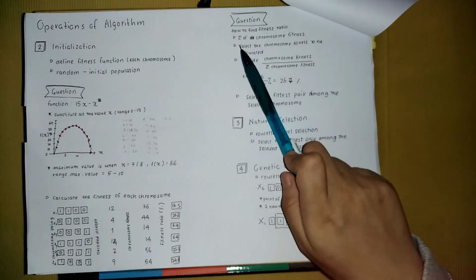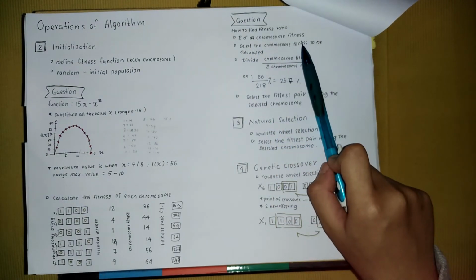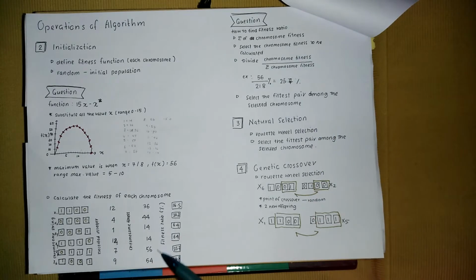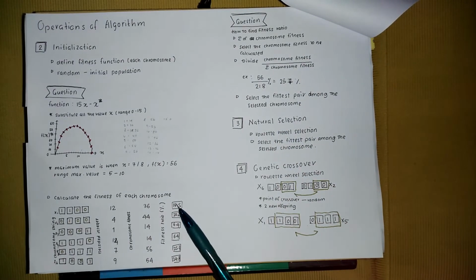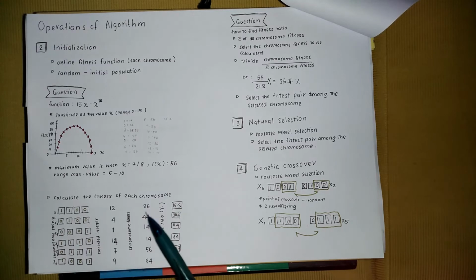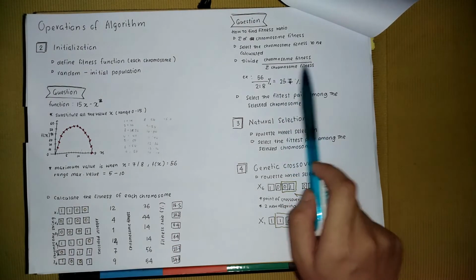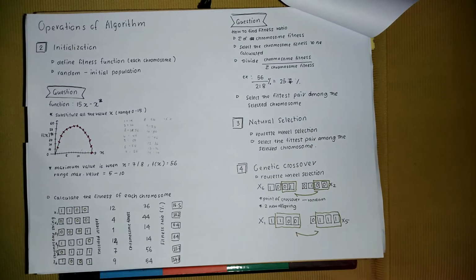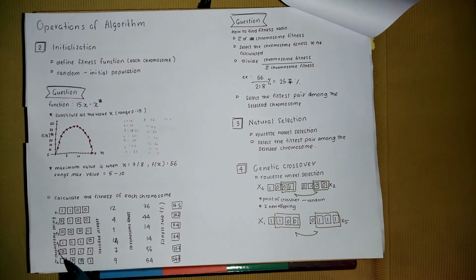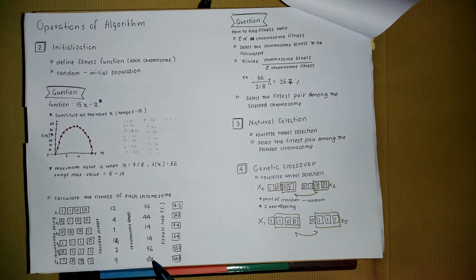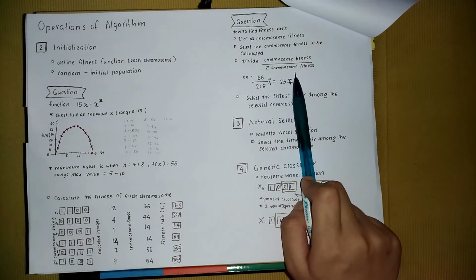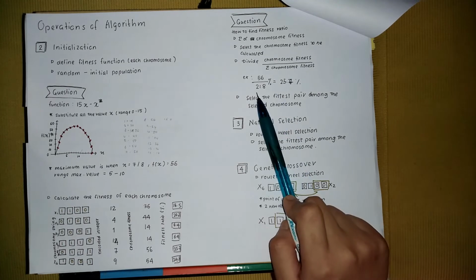So firstly, you have to add up all the chromosome fitness that you have initialized, which is the 6 chromosomes here. And second, select the chromosome fitness to be calculated. This means that if you want to find this fitness ratio, you have to divide the chromosome fitness over the sum of chromosome fitness. For example, I will choose this X5 chromosome, which the chromosome fitness is 56. So the sum of chromosome fitness that I have added up is 218.